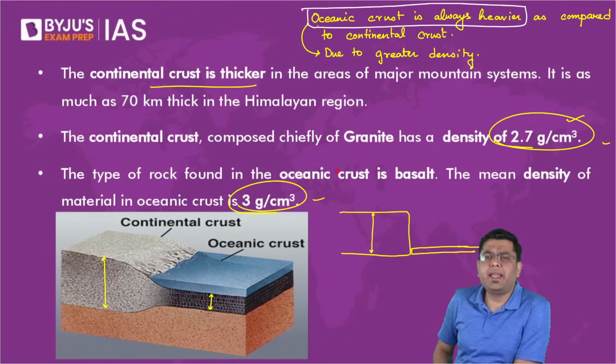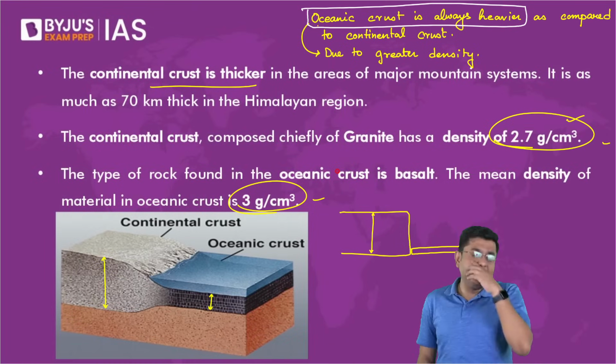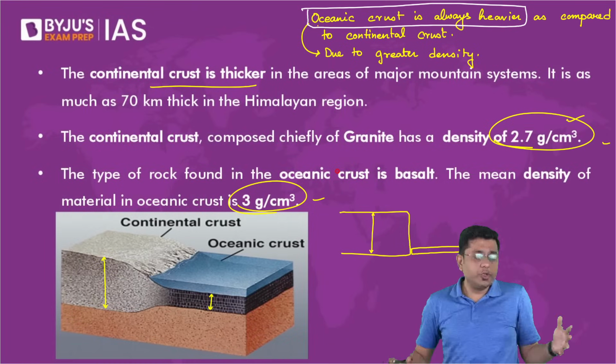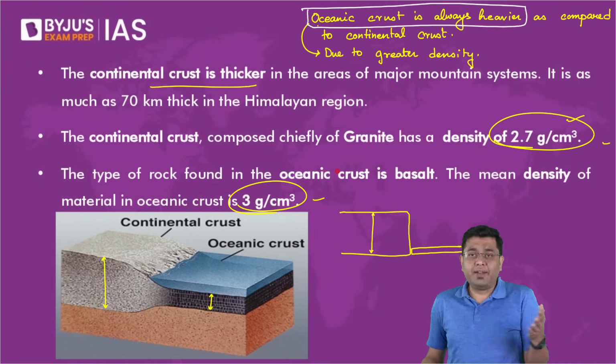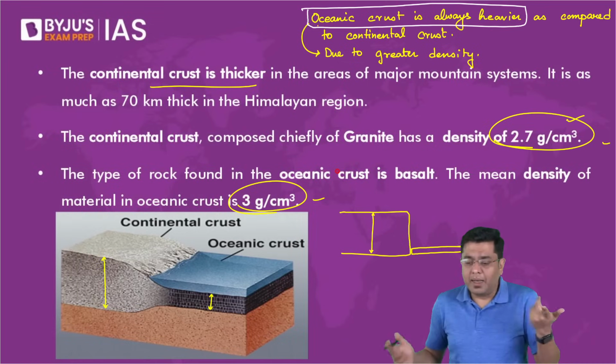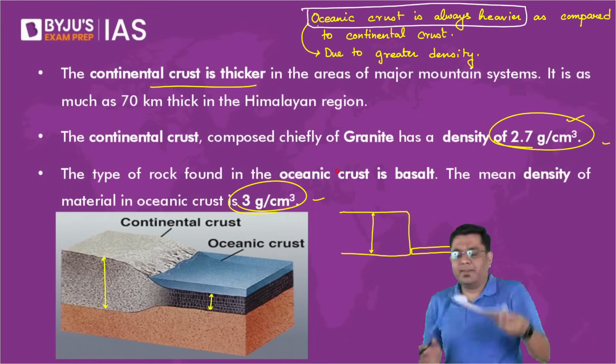Why is the crust thicker around the mountain systems? That is because the majority of the mountain systems have been created due to compression. So imagine if you have, let's say, a particular layer. Let's suppose, let's consider this.